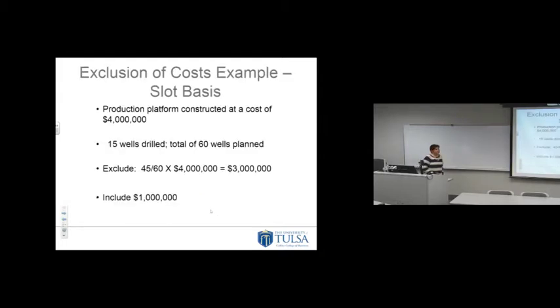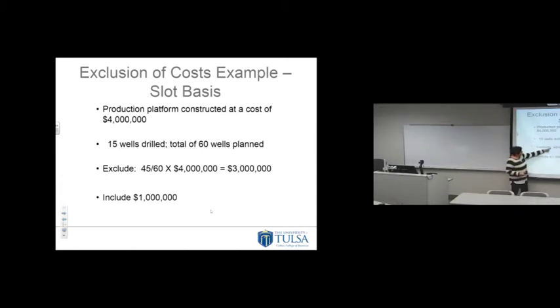So what we're going to do to take care of that is we can do a couple of things. The first thing is called a slot basis. It's very simple to use. So here's my example. We have a production platform we constructed at a cost of $4 million. We've drilled 15 wells in this area, but we plan to drill a total of 60. So we have not drilled 45 wells yet, so we exclude 45/60ths of the $4 million from our DD&A calculation. Just exclude it. That's $3 million.